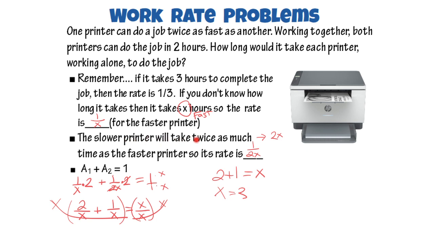The slow printer takes twice as much time, so it's 2X. So my final answer here would be that the fast printer is going to take 3 hours by itself, and the slow printer would have taken 6 hours by itself.